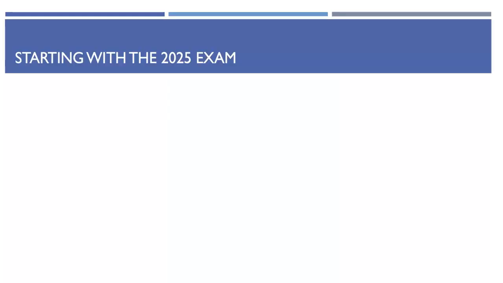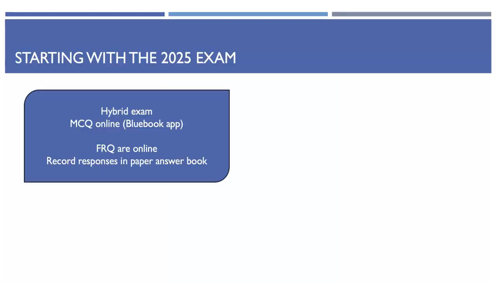Now, there are changes coming with the 2025 exam. It's going to be given as a hybrid exam, and that means the multiple choice questions you'll do completely online in the Blue Book app. There's a lot of similarities between the Blue Book app and AP Classroom when doing multiple choice practice. Some great features, things like crossing out multiple choice options that you know you don't want, and ways to flag questions to go back and double check your work. So that will all be online.